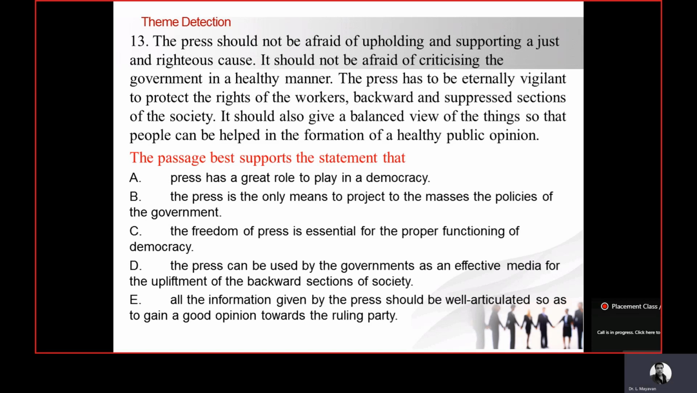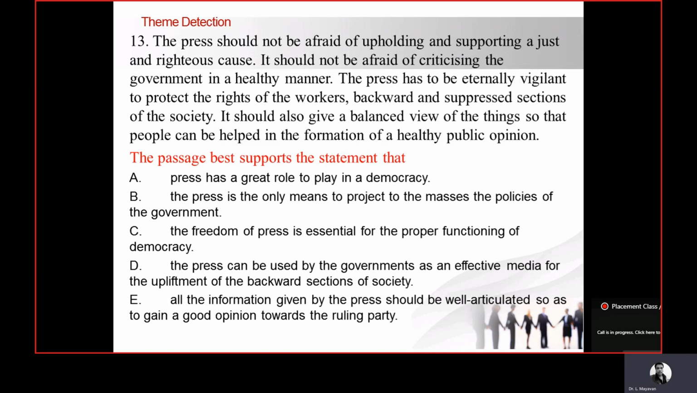So throughout the passage, we find it's all about the functions and freedom of the press. So option C seems to be the right option. The freedom of press is essential for the proper functioning of democracy. It seems to be the right option, which is the particular theme the passage reflects: freedom of press.